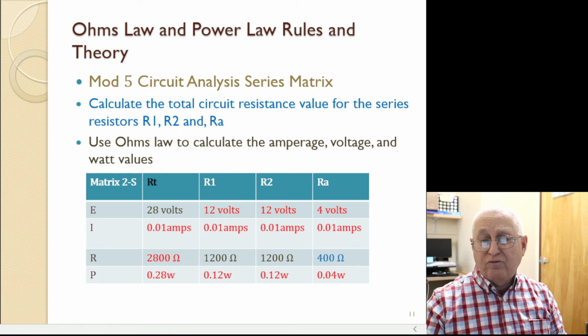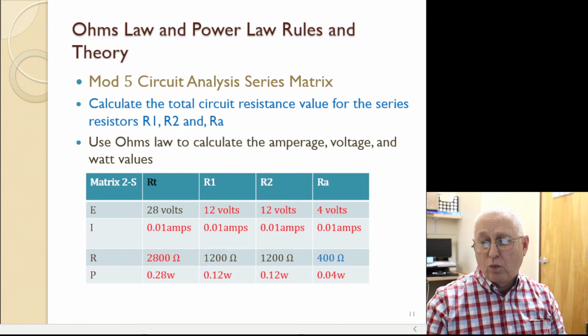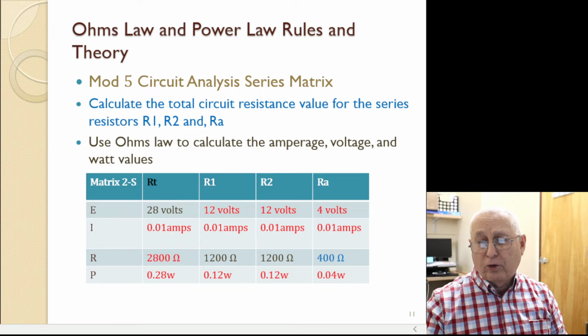We have 28 volts divided by 2800 ohms. E divided by R equals I, and we get 0.01 amps. Using the rules for a series circuit, current is the same everywhere. So we can put 0.01 amps at every point in this circuit.